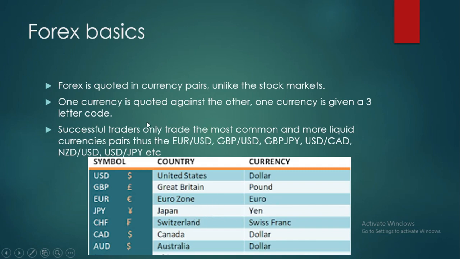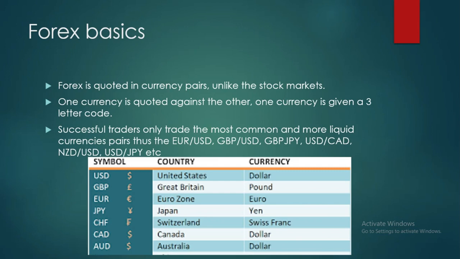Then one currency is quoted against the other. Each currency is given a 3-letter code. For example, the US dollar will be called USD, like you see there. The Great British pound is GBP. The euro is EUR. The Japanese yen is JPY. So that's how all those currency pairs will be named. Successful traders only trade the most common and more liquid currency pairs.